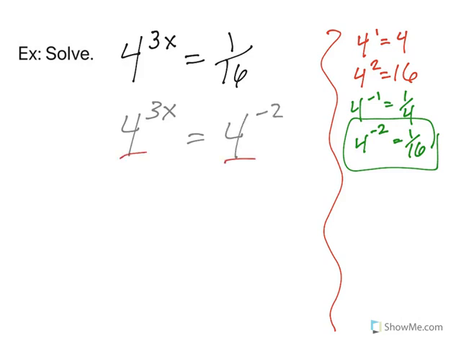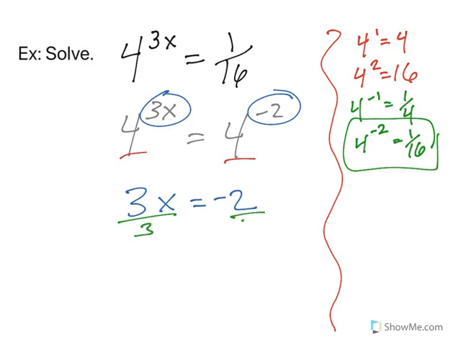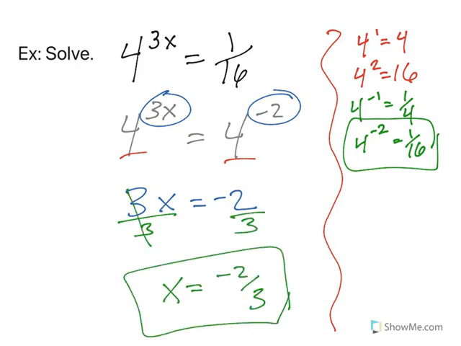Now my bases are the same. I can set my exponents equal. So 3x equals negative 2. To solve that, I just divide both sides by 3 to isolate x, and x is negative 2/3.